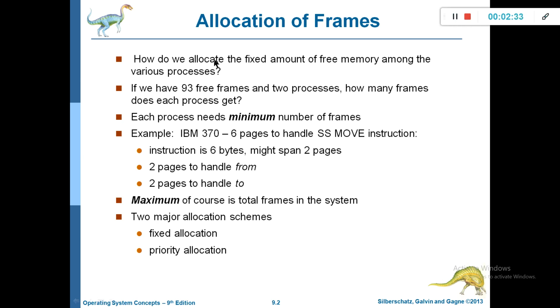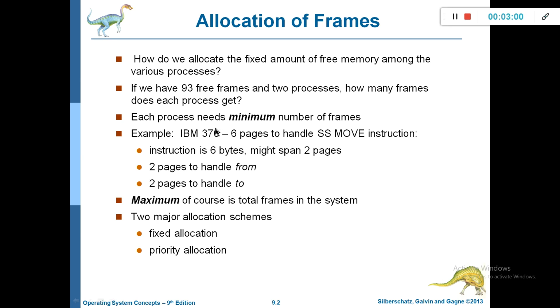Now the question is, how do we allocate a fixed amount of free memory among the various processes? For example, if we have 93 free frames and there are two processes, how many frames does each process get? These are the two questions we have to solve using the allocation of frames algorithms.